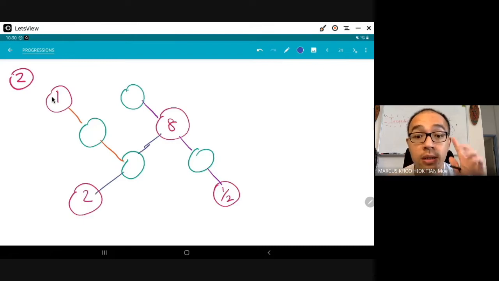Okay, this is geometric progression. So be very careful. This is geometric progression. Be very careful. Remember, it's all times whatever, times whatever.